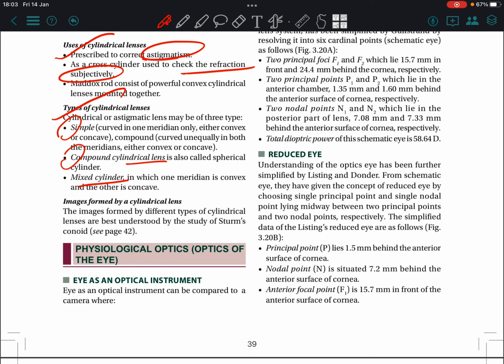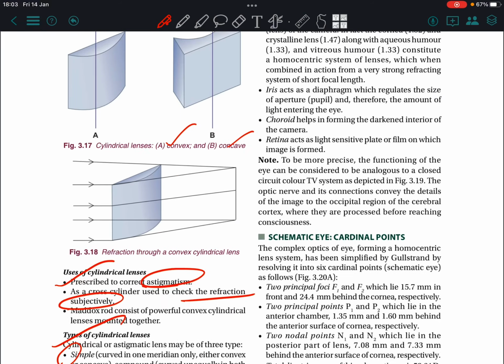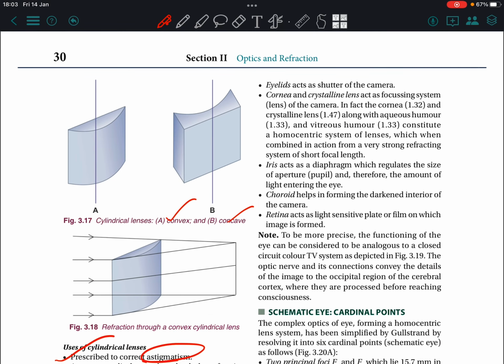Physiology of optics. Images formed by a cylindrical lens are best understood in terms of the conoid of Sturm. The eye as an optical instrument. Eyelids are the shutters of the camera. Cornea and crystalline lens are the focusing system. In fact, cornea, crystalline lens along with aqueous humor and vitreous constitute the homocentric system.